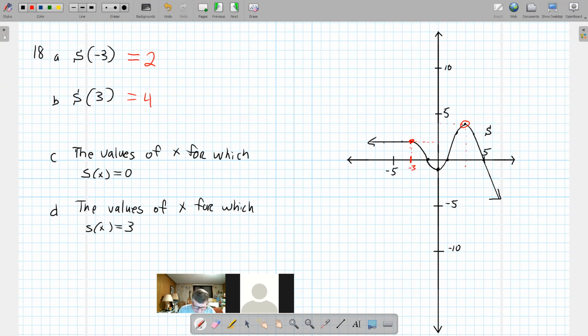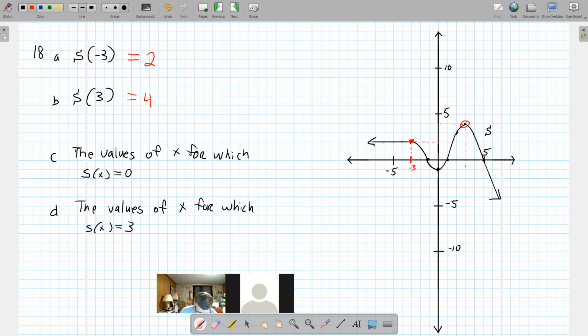Okay. Now, part C says the values of x for which s of x is 0. On the previous problem, it just said the value. Now it says the values. So apparently there's more than one x value that has the same y value. Remember, that's okay with a function. Multiple inputs can go to the same output. You just can't have one input going to multiple outputs.